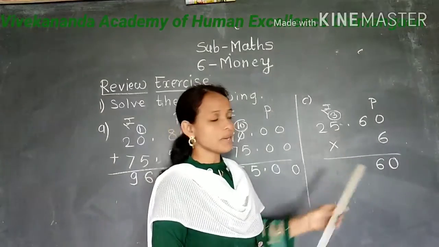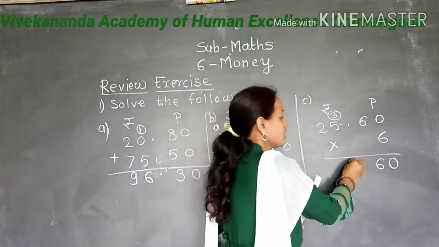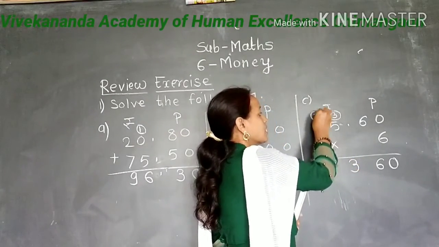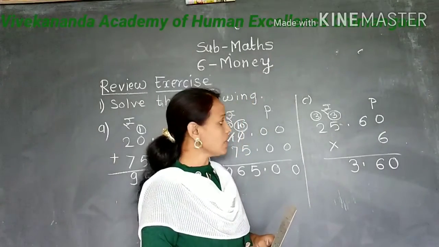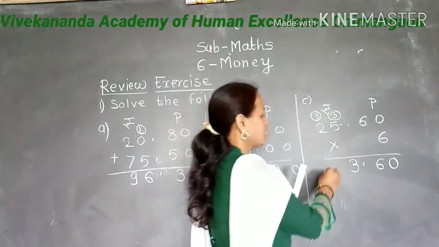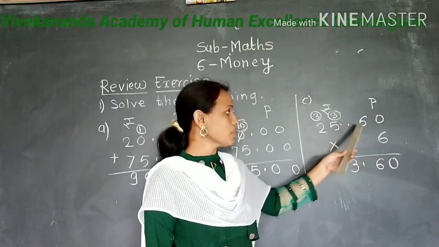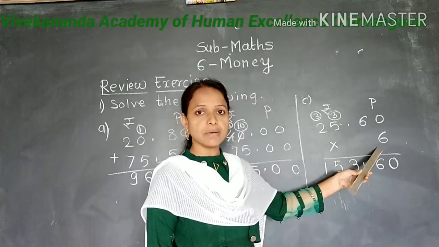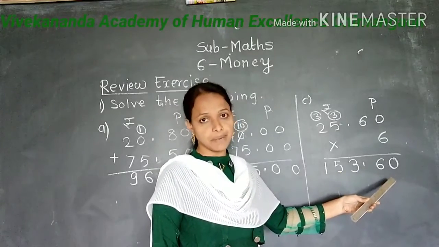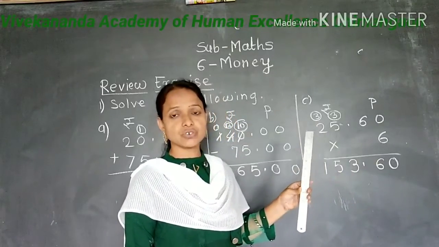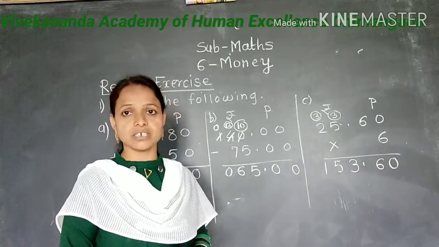Now we multiply 5 by 6. 5 6s are 30. 30 plus 3, 33. So right here 3 and 3 carry. Now multiply 2 by 6. 6 2s are 12. 12 plus 3, 15. In this way, here we multiply 25 rupees 60 paise by whole number 6. We get answer 153 rupees 60 paise. Okay. So here I have shown addition of money, subtraction of money and multiplication of money.